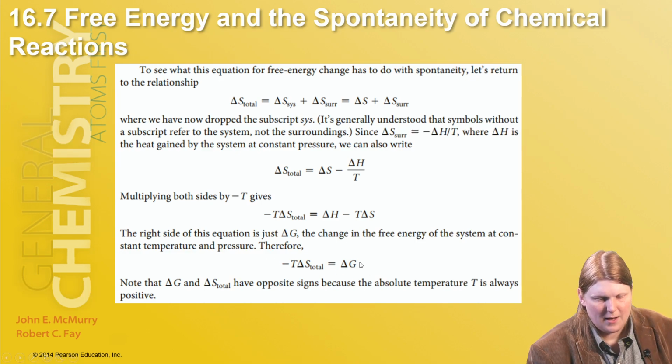Because it's a unit of energy, not a unit of joules over some temperature, this converts this into a unit of energy. And that delta G and entropy have opposite signs. And absolute temperature Kelvin is always positive.